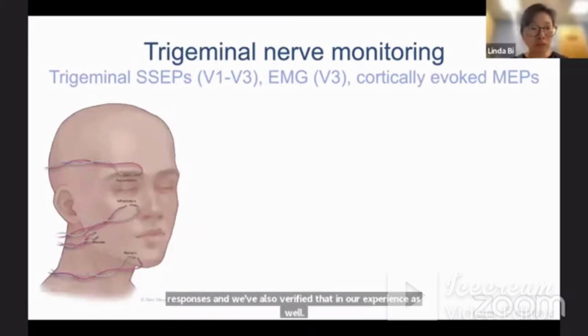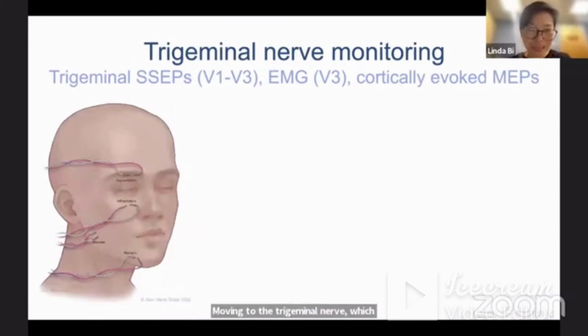Moving to the trigeminal nerve, which is particularly intimate with the cavernous sinus, both on the outside and the entryway and in various directions. The most common perception of the trigeminal nerve for most folks is looking for V3 and EMG responses. But the trigeminal SSEPs, which were actually first introduced several decades ago, can provide a powerful adjunct, along with cortically evoked or corticobulbar motor evoked potentials for V3.